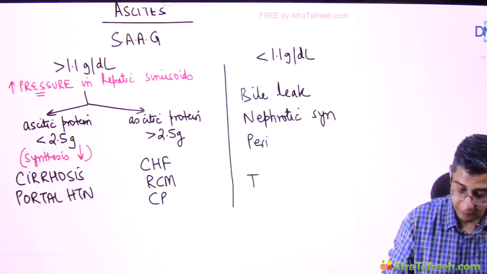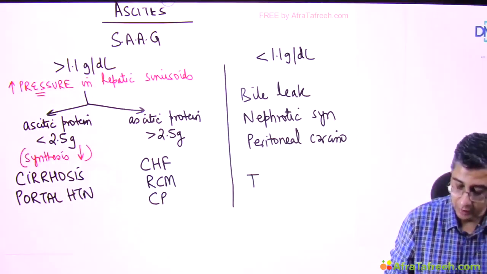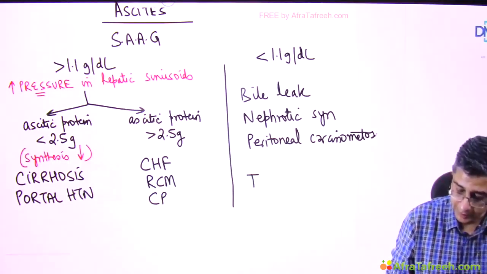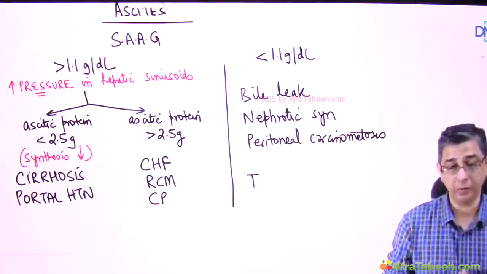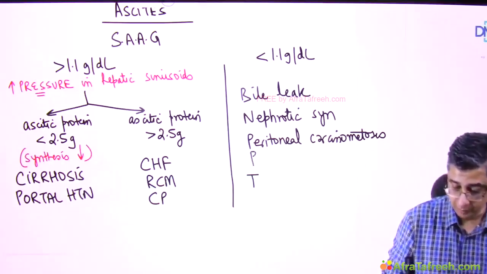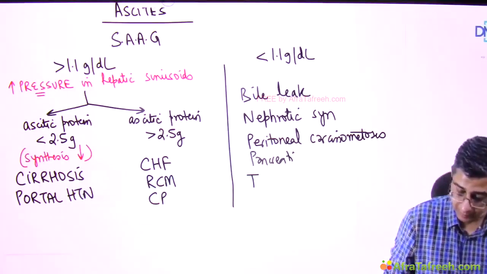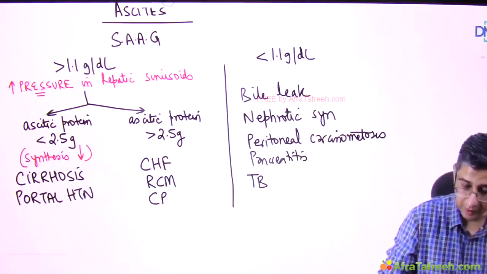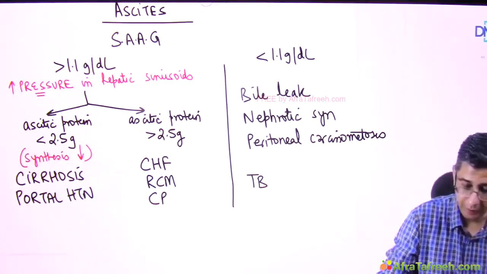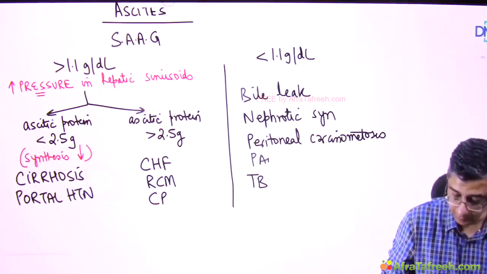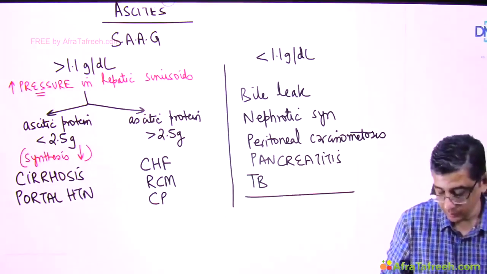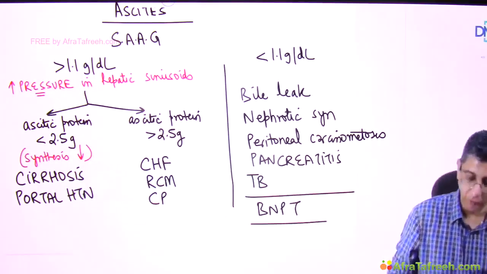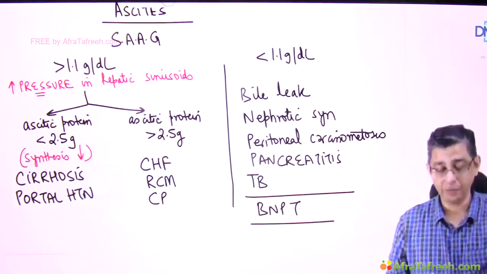Alphabet P stands for peritoneal carcinomatosis. Cancers that cause peritoneal carcinomatosis would be ovarian cancer, stomach cancer, colon cancer. They can metastasize to the peritoneal cavity of the patient. The alphabet P is to be remembered a second time for pancreatitis, and T would stand for tuberculosis. So if you remember the mnemonic BNPT, you will be in a better position to solve this question of SAG less than 1.1 in a patient.